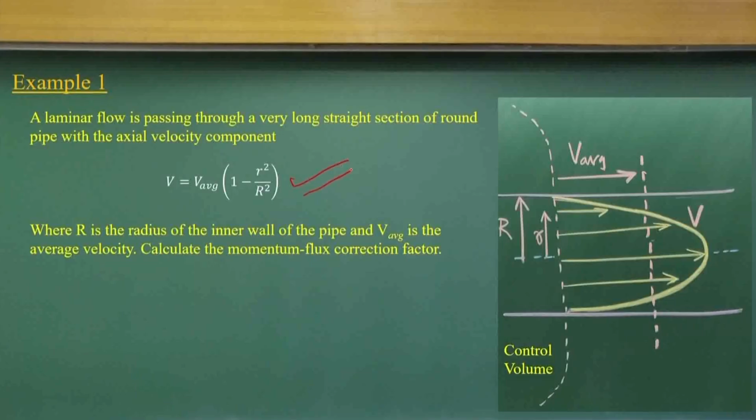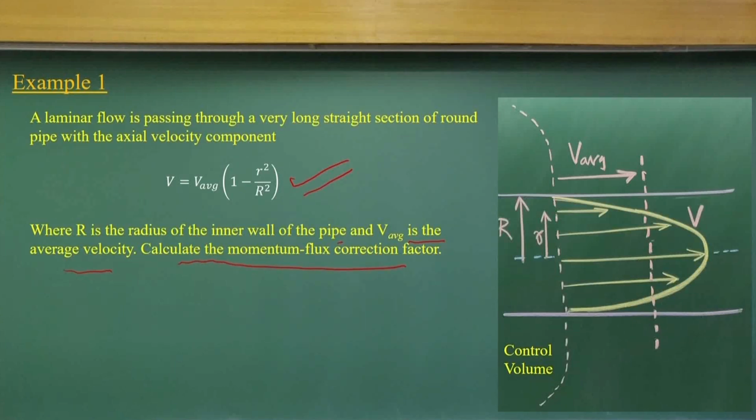Yes, so let us solve 4 examples considering the concept I said earlier. In the first example, I have taken a linear flow passing through a very long straight round pipe with axial velocity components. The velocity component is given, and how it varies. This is the pipe. If R is the radius of the inner wall of the pipe and V average is the average velocity, then calculate the momentum flux correction factor.